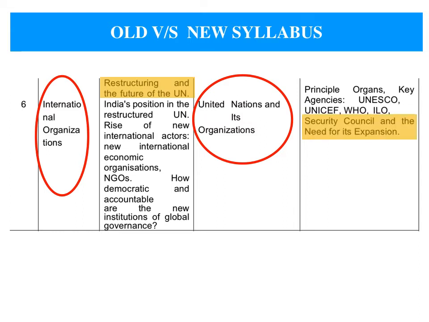Now if you look in the contents under the restructuring and the future of the United Nations, we are going to focus more on the Security Council and the need for its expansion, which is mentioned in this new syllabus. And they have removed India's position in the restructured United Nations. Instead of this whole section, we are going to do UNESCO, UNICEF, WHO, and the ILO, which are key agencies. There are a number of key agencies, however, we are going to focus only on these four. And of course, we are going to do the principal organs of the United Nations.